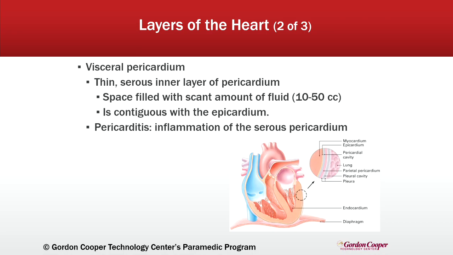And then we see the visceral pericardium. That's a thin serous inner layer of the pericardium. It directly covers the heart. Between this layer and the heart itself is a small space, and it's filled with a little amount of fluid, typically around 10 to 50 cc's or mils. This fluid helps reduce friction as the heart beats. So the visceral pericardium is contiguous with the epicardium, which is the outer layer of the heart. It's also important that when we talk about pericarditis, it refers to the inflammation of the serous pericardium, which can lead to discomfort and other complications as well.